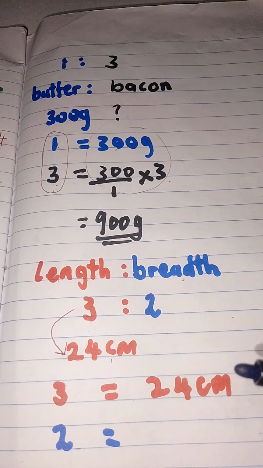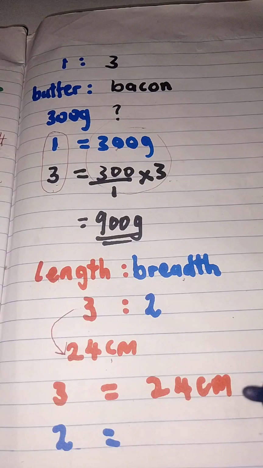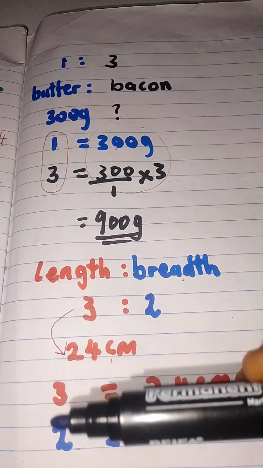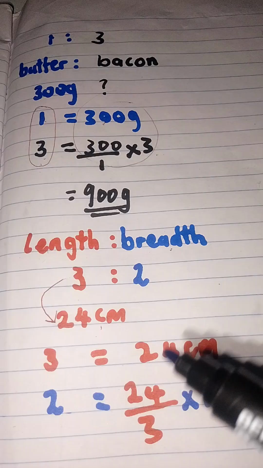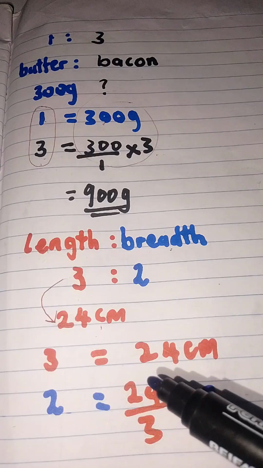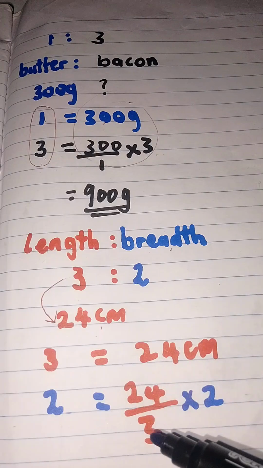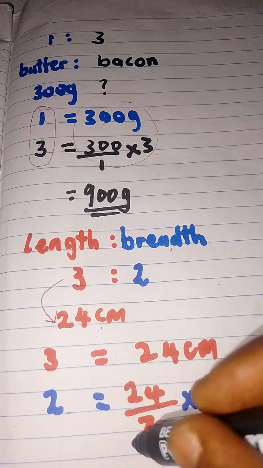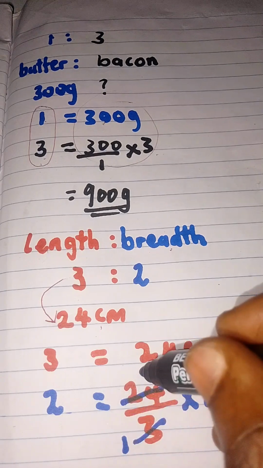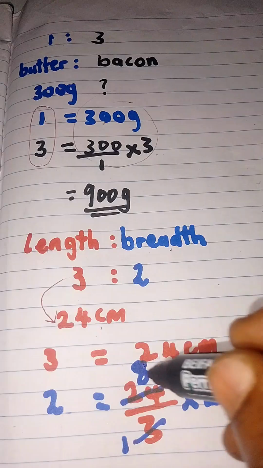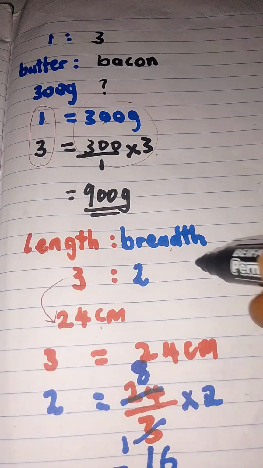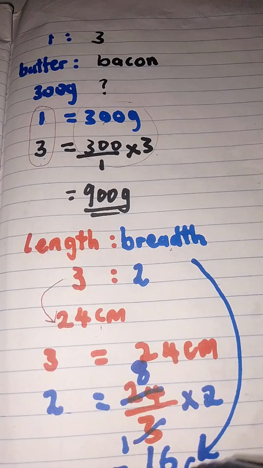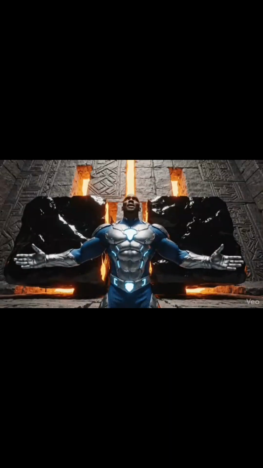But this is not inverse proportion, this is direct proportion. So we do 24 all over 3 times 2. Now we've done this, look at the common factor between any numerator and any denominator. You have 24, you have 3, that means 3 and 24 have something in common. 3 in 3 is 1, 3 in 24 is 8, because 3 times 8 is 24. You're left with 8 and 2. So 8 times 2 is 16. So the breadth equals 16 centimeters. That's what you do.